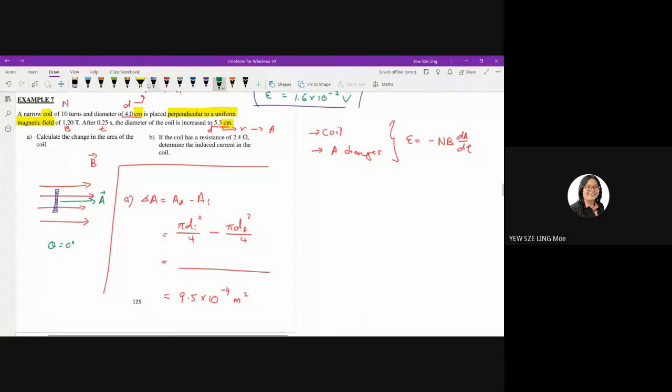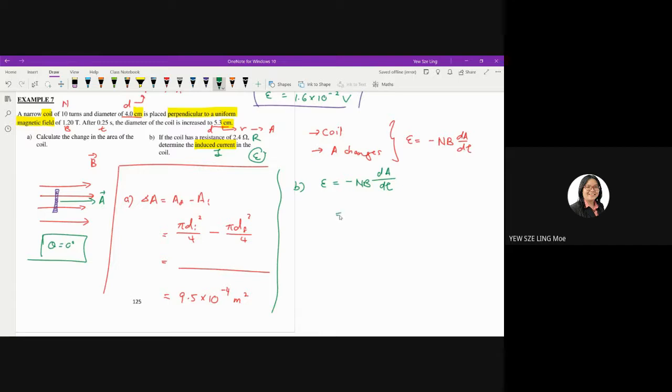Question B asks you to calculate the induced current. Once again, you are given a resistor, resistance R. You want to calculate I. So obviously, what you need to calculate first is the EMF. EMF equals negative N B, perpendicular, so you don't even have to do anything. dA over dt. You don't even have to write cos theta, because cos 0 degrees gives you 1.